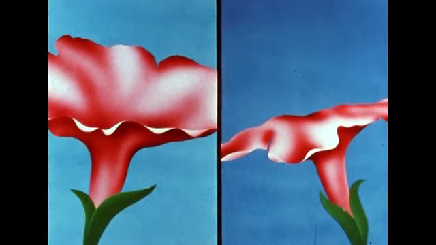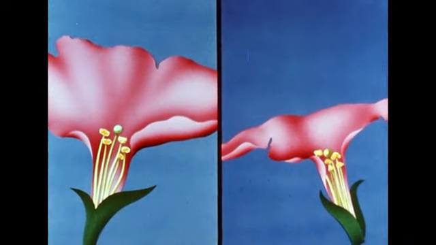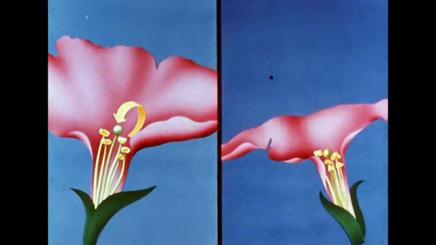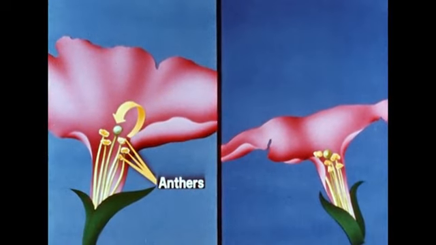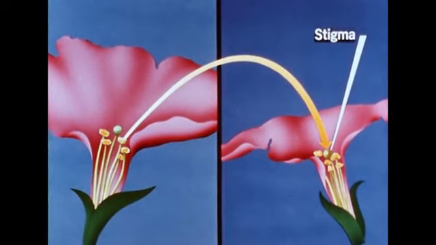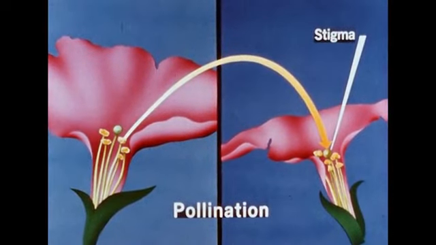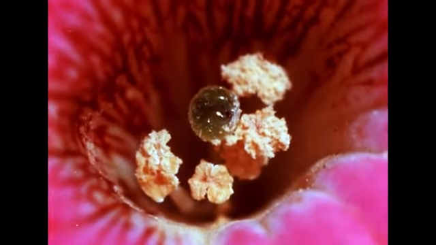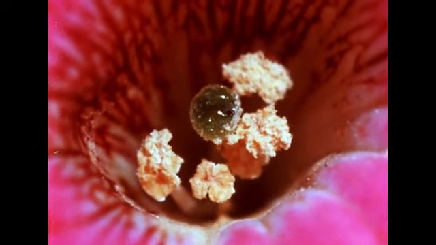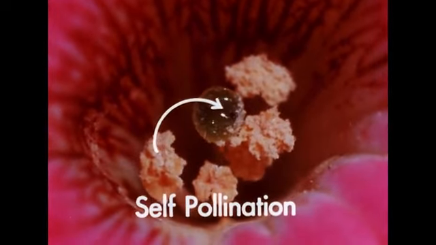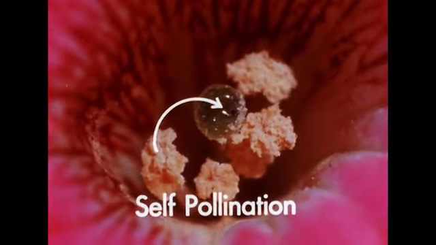Let us start the description of the reproductive process of an angiosperm with the transfer of pollen from the anther of one flower to either the stigma of the same flower or to the stigma of another flower belonging to the same species. This is called pollination. When pollen is transferred from the anther to the stigma of the same flower, the process is called self-pollination.